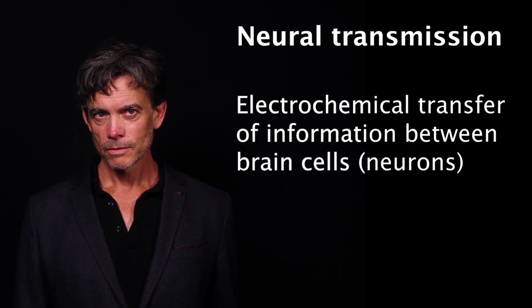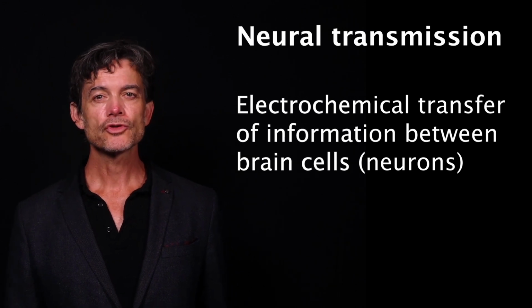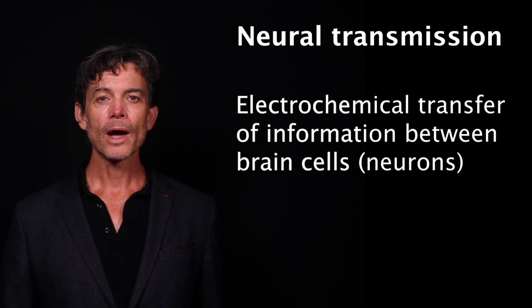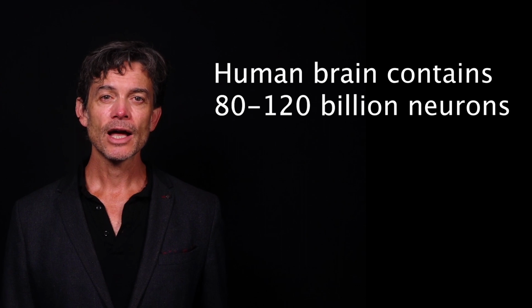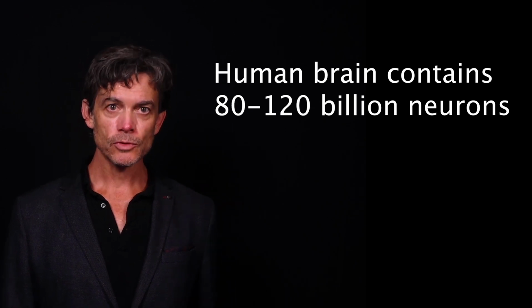We've said that information from each of the different senses is transmitted to the brain by a process of neural transmission. So what is this process? Neural transmission refers to the electrochemical transfer of information from one brain cell to another. The human brain is composed of between 80 and 120 billion brain cells or neurons. How does information travel from one neuron to another?